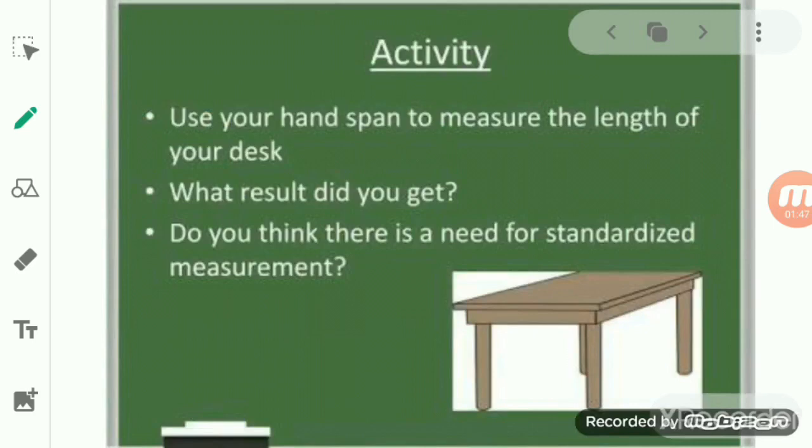You can see here: use your hand span to measure the length of your desk. What result did you get? Do you think there is a need for a standardized measurement? Yes, because the measurement done by you and your three friends is totally different from each other, and it is due to the different hand span of each person.